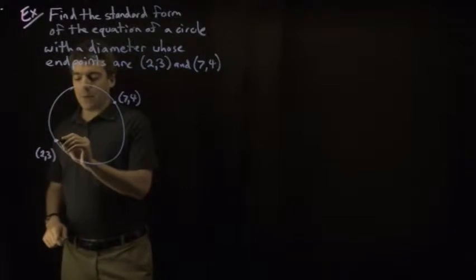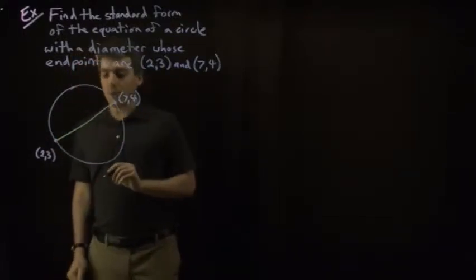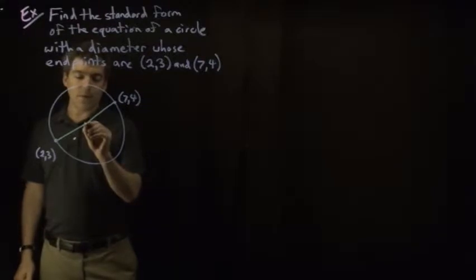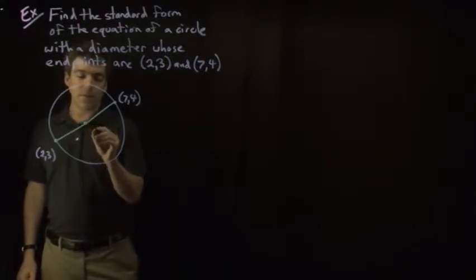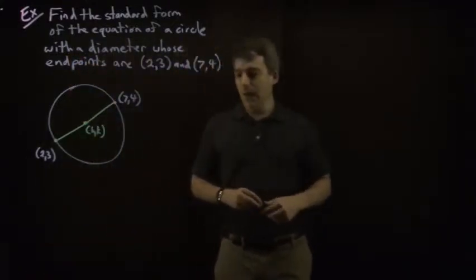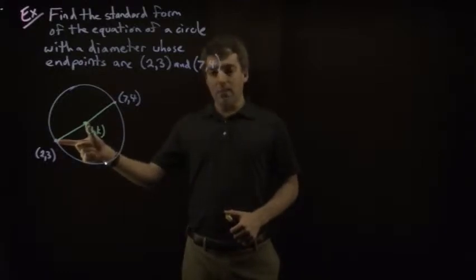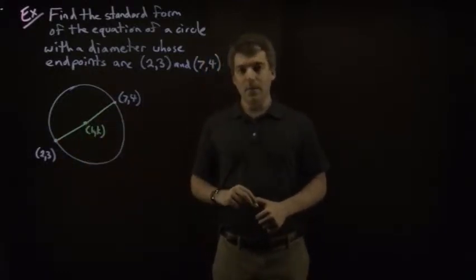And if you remember from geometry, the diameter of a circle goes through the center. So that would be the center, (h, k). Another thing we know is that the center is at the midpoint of the diameter.